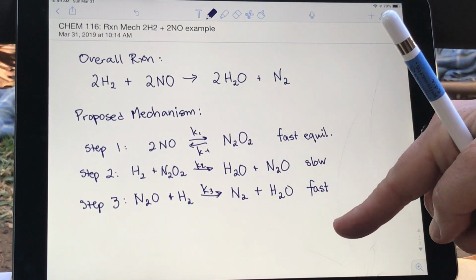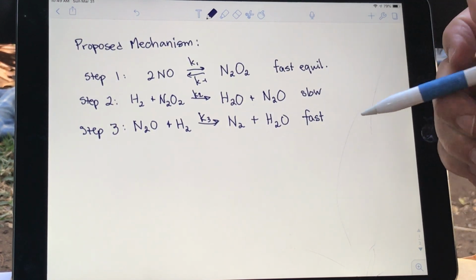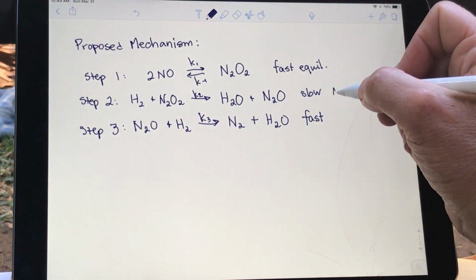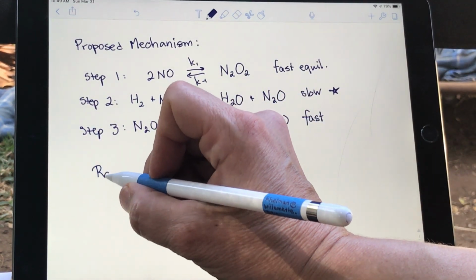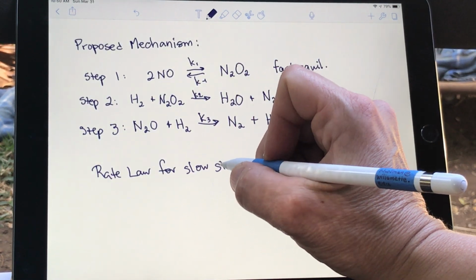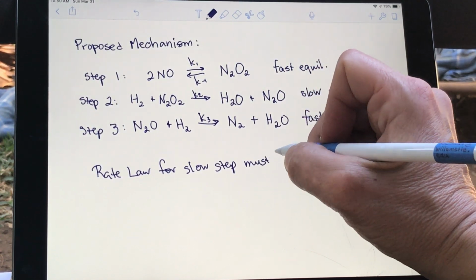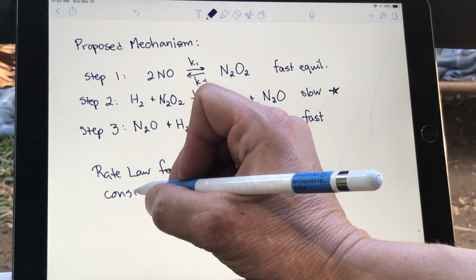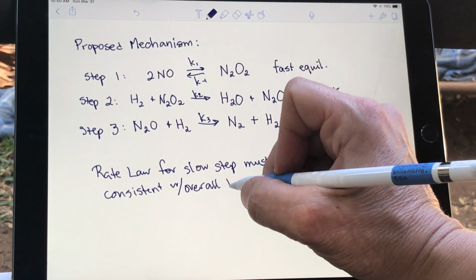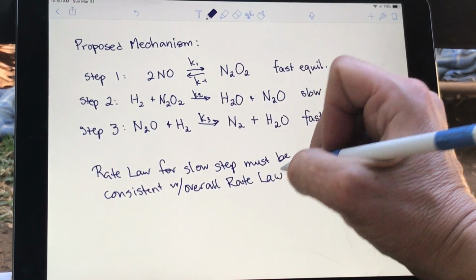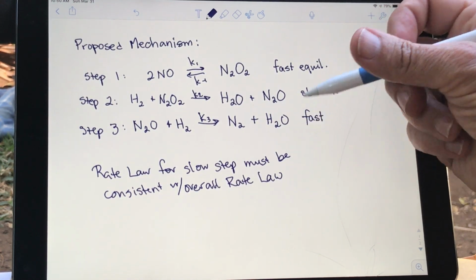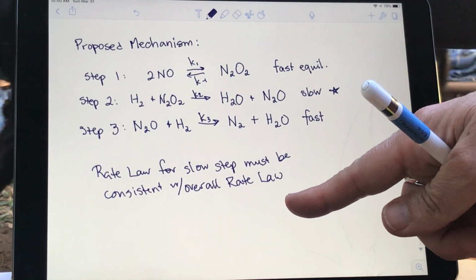All right, so then we remind ourselves that we're going to write out the rate law that's consistent with this, and that the rate law for the slow step must be consistent with the overall rate law. So the rate law that we come up with by basing it on the slow step should be consistent with the rate law that was determined experimentally, and we will find that it is.